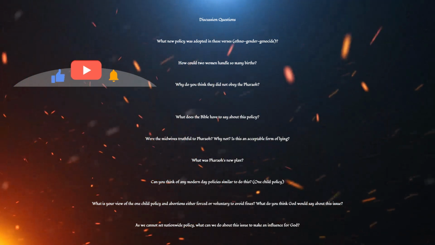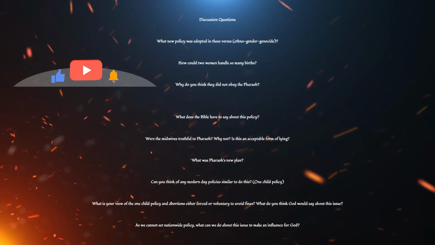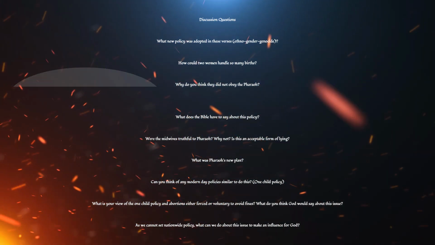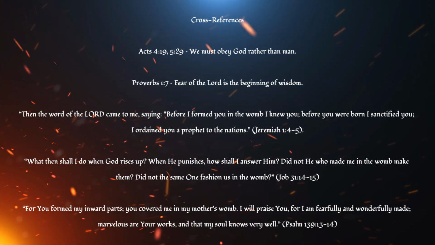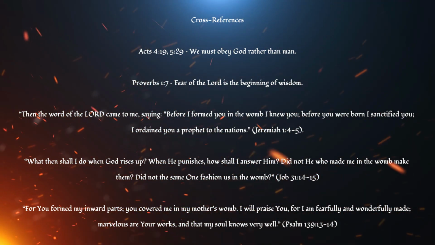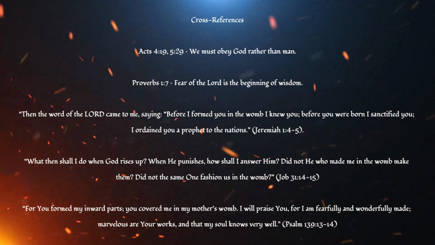What do you think God would say about this issue? As we cannot set nationwide policy, what can we do about this issue to make an influence for God? Cross-references Acts 4:19, 5:29. We must obey God rather than man. Proverbs 1:7. Fear of the Lord is the beginning of wisdom.